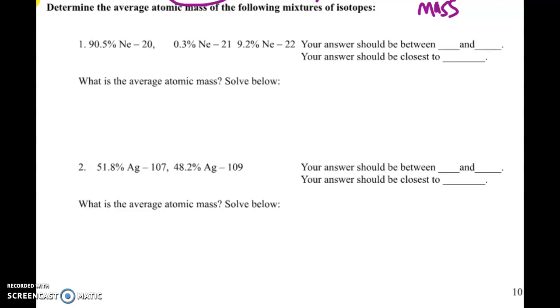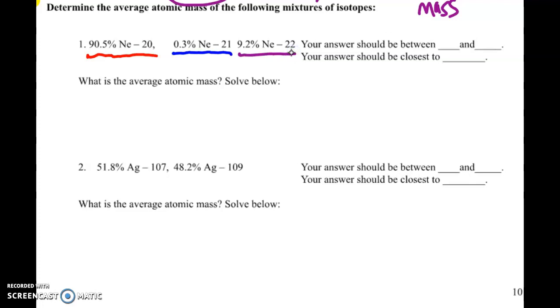We're going to start on page 10 with the example problems where I stopped in the last video, and I'm going to try and color code this, that way you can follow along and track my math all the way through. So let's start with neon. The first isotope of neon, which is the most common, 90.5% of neon, is neon 20. The second isotope of neon is neon 21. That's 0.3% of all neon. And then the third type of neon we have listed here is neon 22, and that's 9.2%.